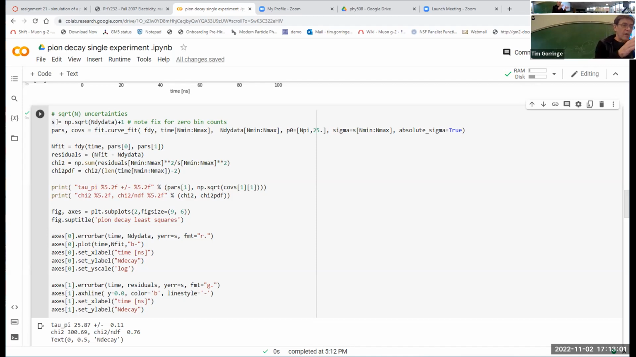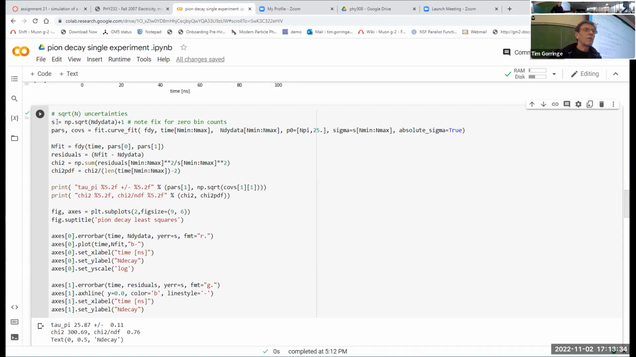The uncertainty on a number of counts n in a time bin would be equal to the square root of the number of counts in that time bin. So if you had 100 counts in a time bin, the uncertainty would be 10 counts. If you had 10,000 counts in a time bin, the uncertainty would be 100 counts. That would be a simple way of estimating the uncertainties in the time bins, and so we're going to do that.